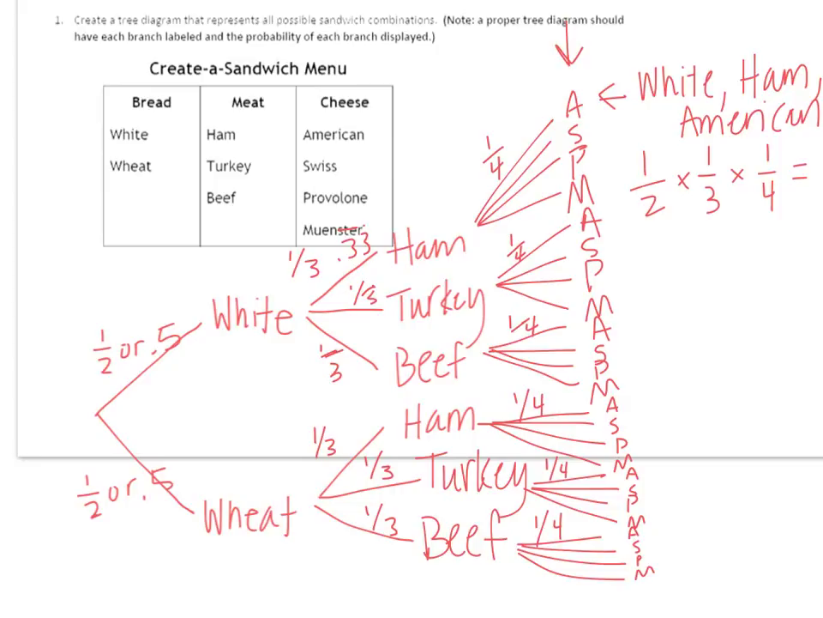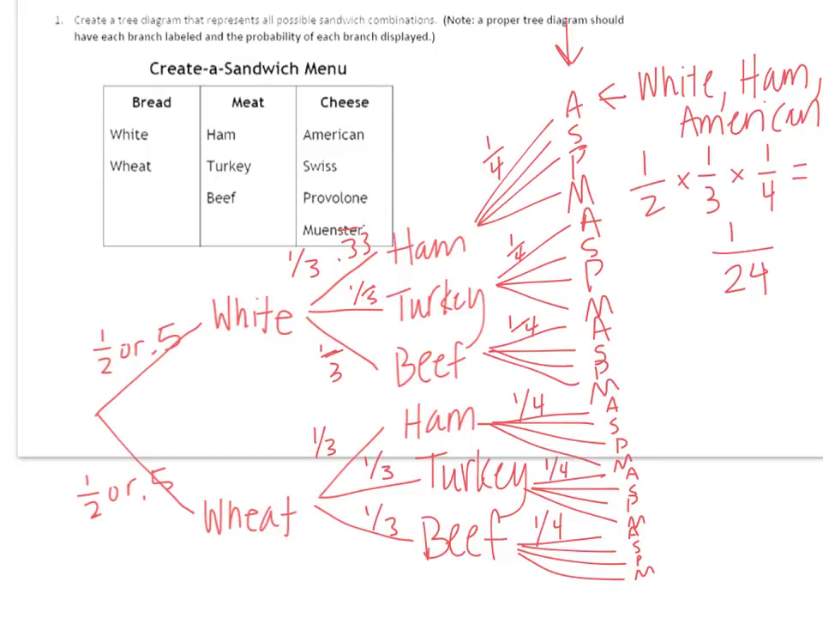If, let's say, you don't remember how to multiply fractions, there's actually a cute little rhyme that I taught in 8th grade that goes, multiplying fractions, that's no problem. It's the top times the top and the bottom times the bottom. Okay, so you just multiply straight across the top. 1 times 1 times 1 gives me 1. And then 2 times 3 is 6, times 4 is 24. Okay, so I have a 1 out of 24 chance of selecting a white sandwich with ham and American cheese.